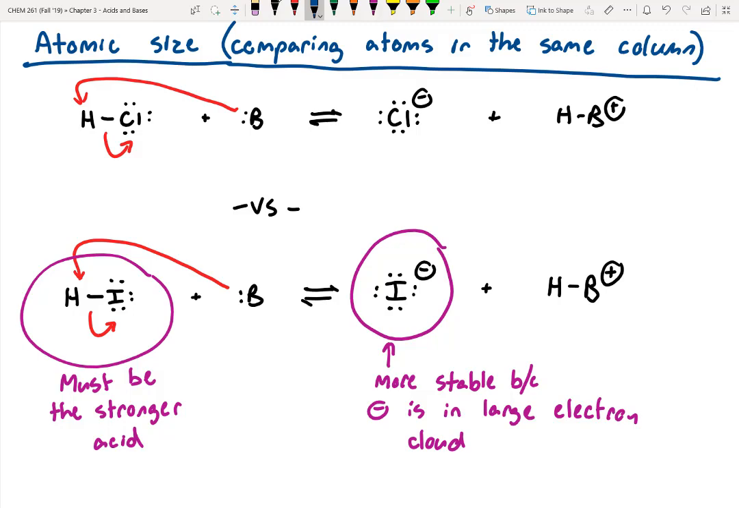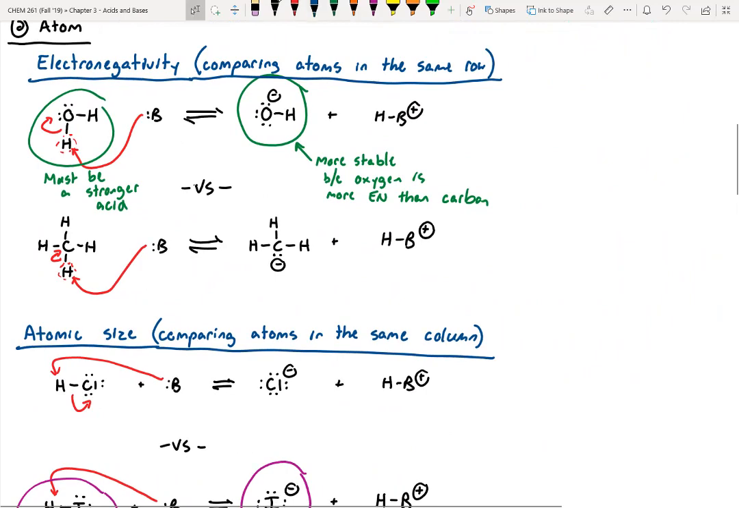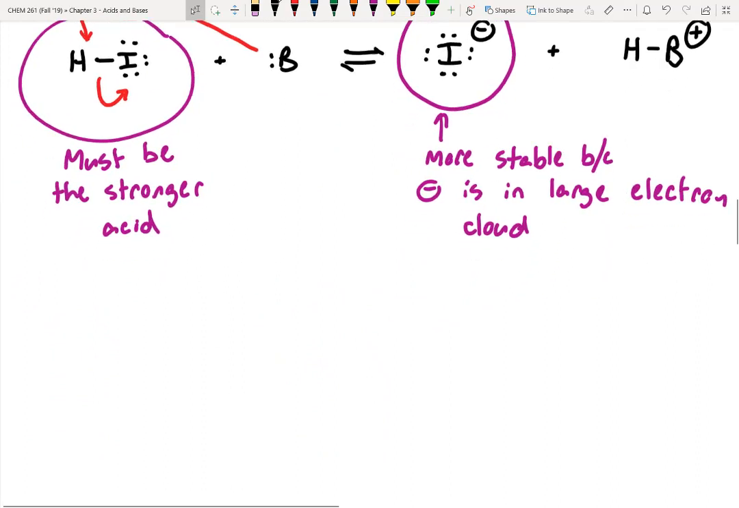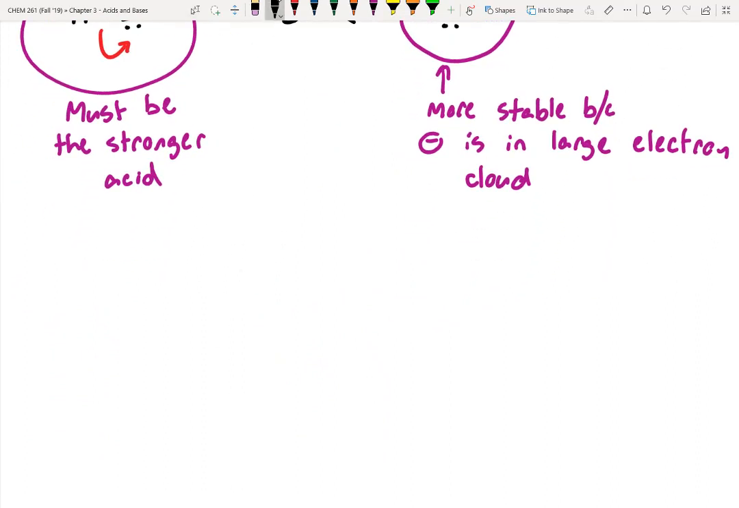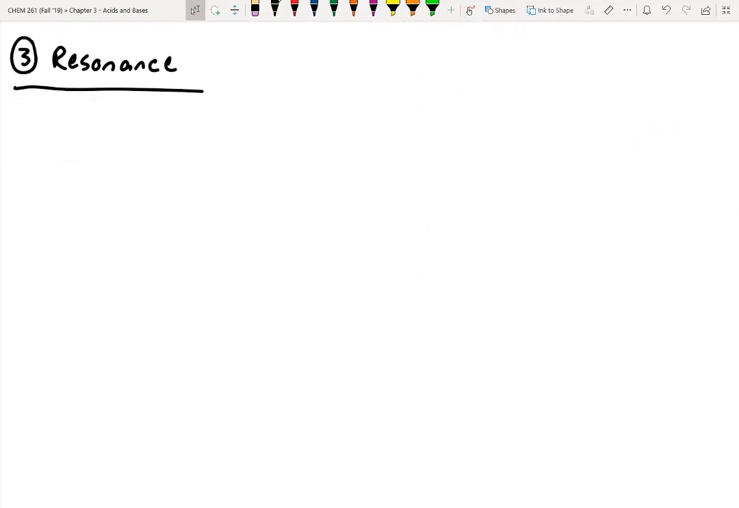All right, what's after atom? So atom is a combination of electronegativity and atomic size. What comes next? Resonance. All right, so now let's jump into resonance. Let me zoom out a bit. Resonance is a lot easier to explain. In fact, you already did on your own with your POD.